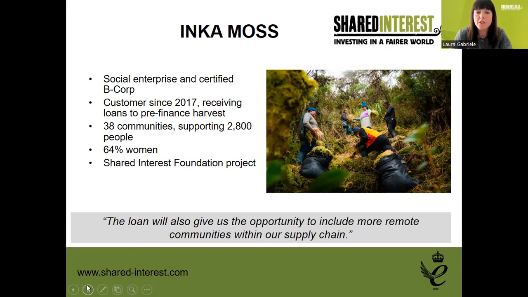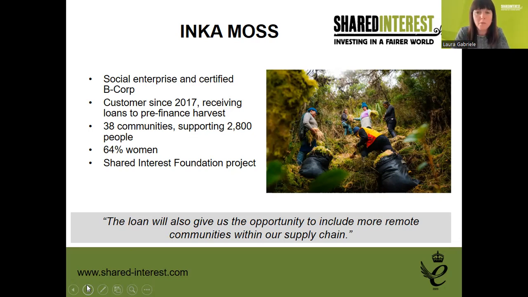Inca Moss has been a Shared Interest customer since 2017. They've received loans to pre-finance the harvest, meaning that they can pay the moss harvesters all year round for delivery of the moss to their factory. Inca Moss are also working in partnership with our charitable arm, Shared Interest Foundation. And there is a project currently running to support over 1,100 farmers to begin harvesting the moss.